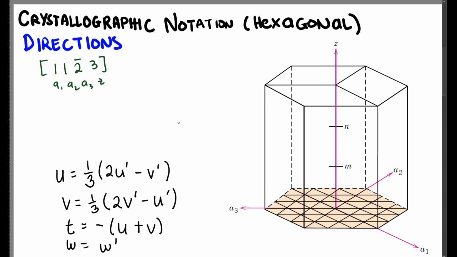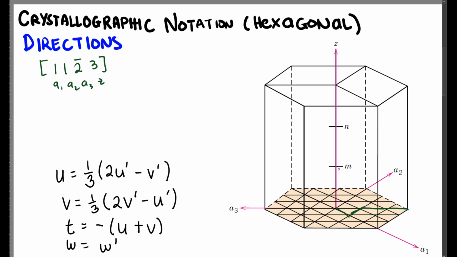So for A1, we move 1 unit along A1, 1 unit along A2, 2 units in the opposite direction of A3. So if A3 is going to this point, we're going 1, 2 in the opposite direction to this point. Then we're moving 3 units upwards to Z.